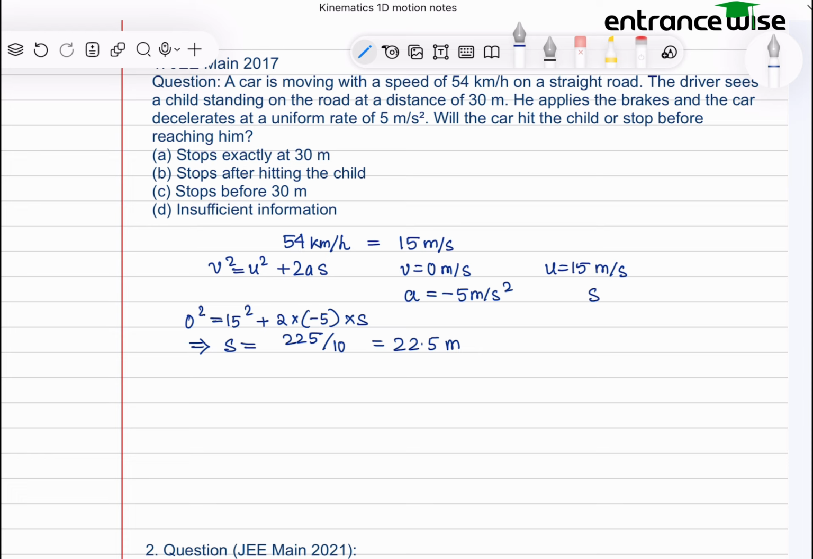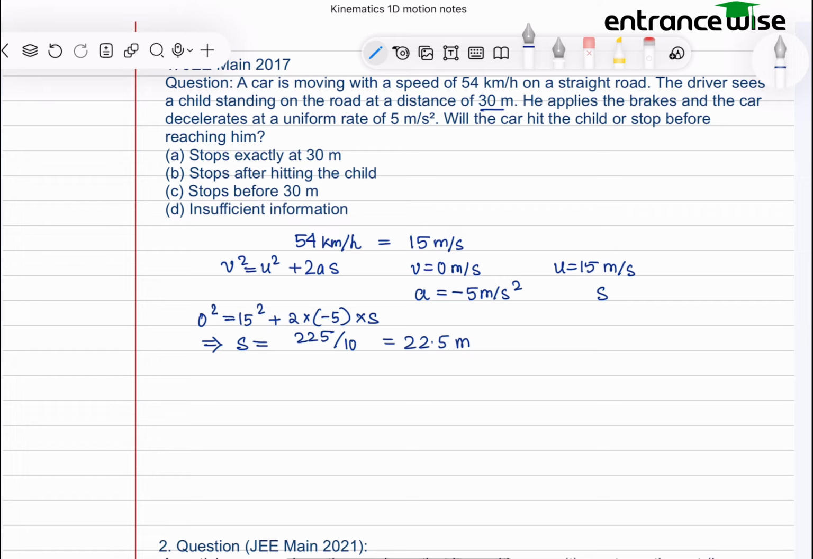Since the child is at a distance of 30 meter, the car will stop before reaching the child. So the correct answer is C, that is stops before 30 meter.